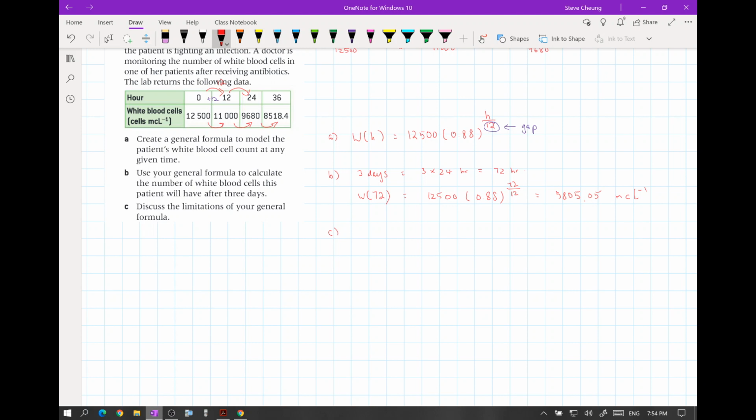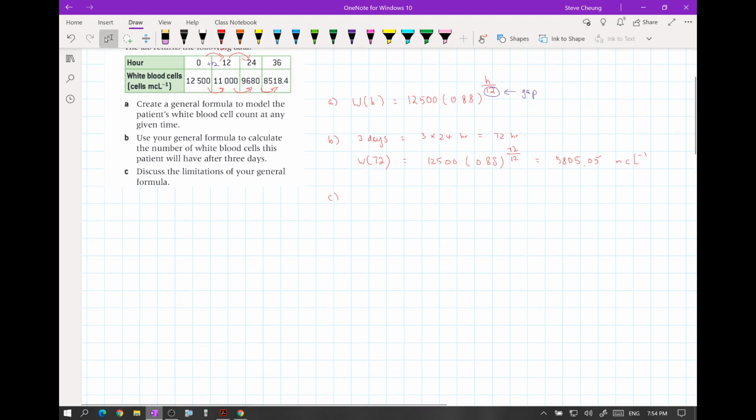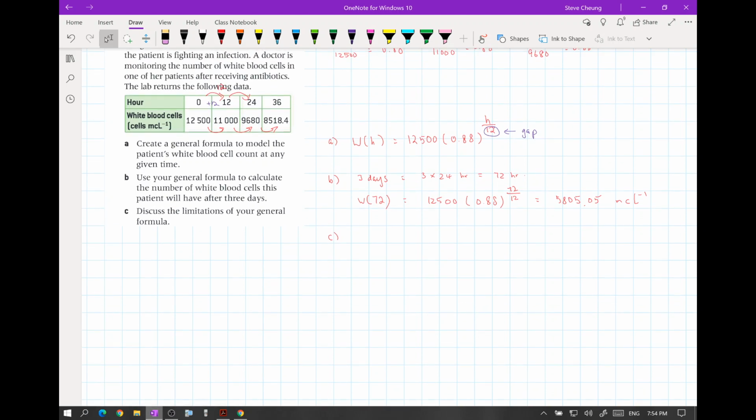Discuss the limitations of this general formula. Firstly, I will say what I know for geometric, it's just going to be this sort of infinite series if you just keep going on. So there will be white blood cells remaining all the time. But it shouldn't, right? There should be a stage where the white blood cells should just not be active if they're not fighting anything. Well, there should be white blood cells in your system at all times.